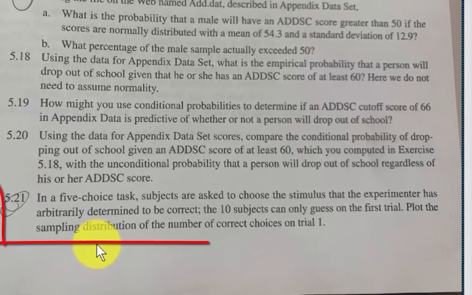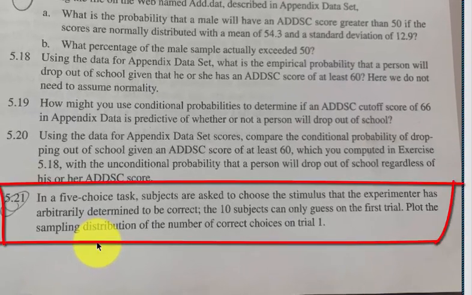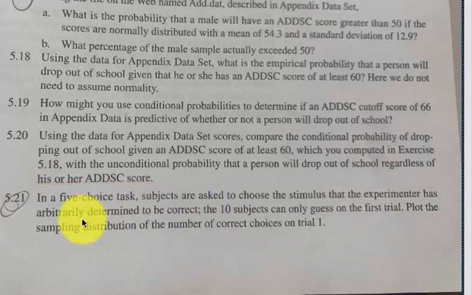Question 5.21. In a 5-choice task, subjects are asked to choose the stimulus that the experimenter has arbitrarily determined to be correct. The 10 subjects can only guess on the first trial. Plot the sampling distribution of the number of correct choices on trial 1.